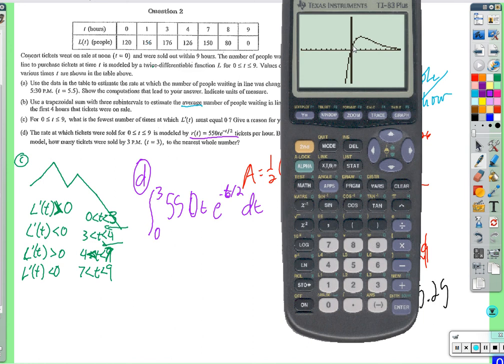Right. So they're being sold really quickly up here, and then we start to see this still selling, still a positive amount of tickets being sold, but it's getting less and less. But here we come to the calculate screen. We go to 7. We give it 0 and 3. Fill her in. And that says 972.7, so what's our answer? 973. Yes, nearest whole number.